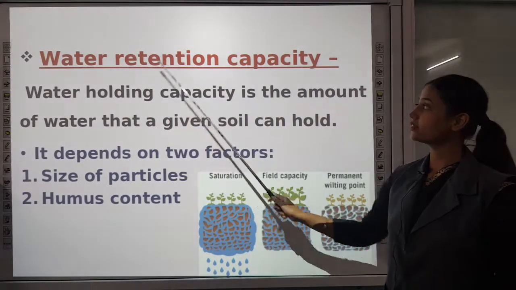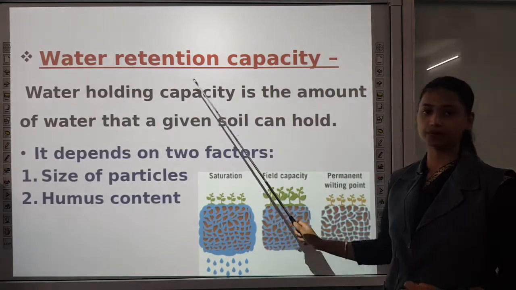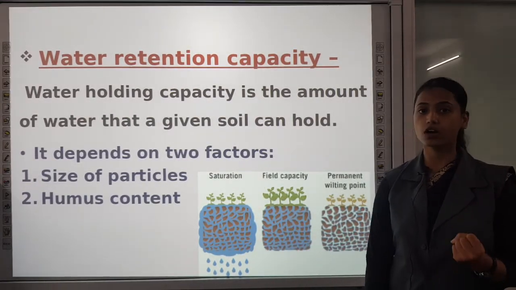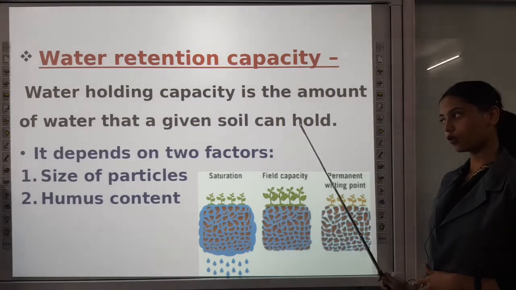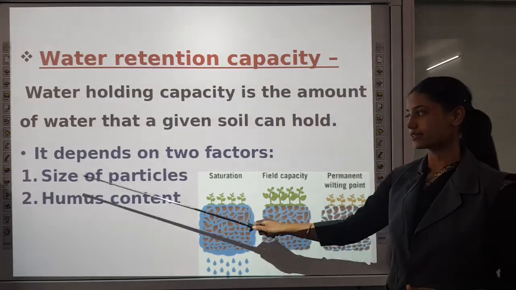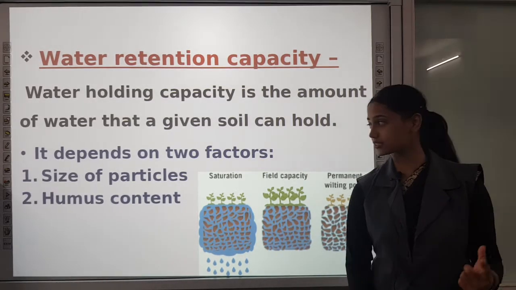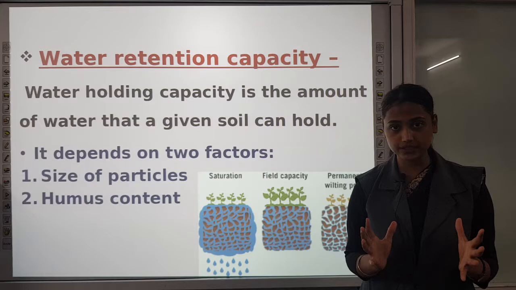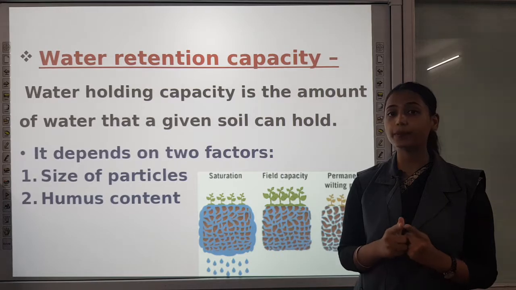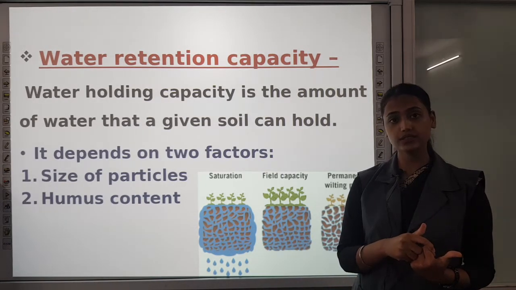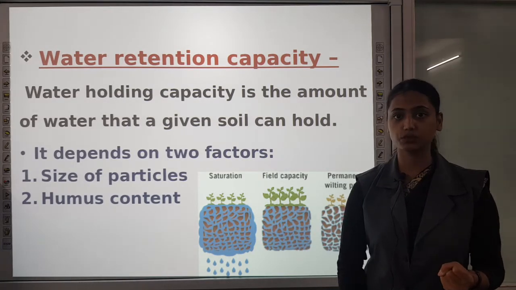The next property is water retention capacity, or water holding capacity, that is, how much water the soil is holding. It is the amount of water that a given soil can hold. It depends on two factors: size of particles and humus content. In the types of soil, we discussed that clay soil has small particles, so it can hold a greater amount of water as compared to sandy soil, because sandy soil has larger particles and water cannot be held in the spaces between them.